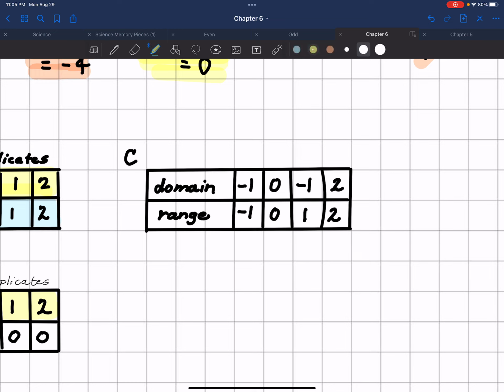So to determine whether it's a function, you look at the domain. And we have a violation of the function rule right here. We have this x value and this x value are the same. So this is not a function because they're duplicated right there. So this one is not a function.